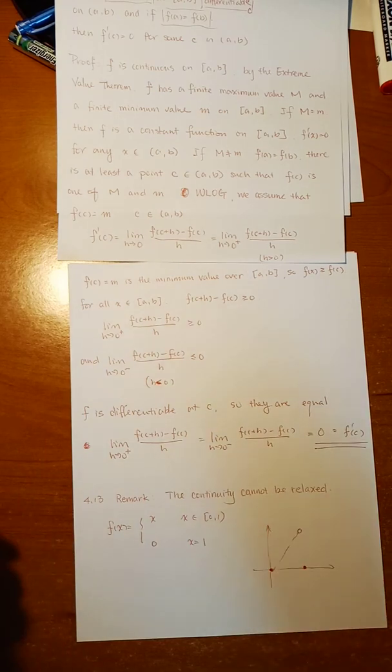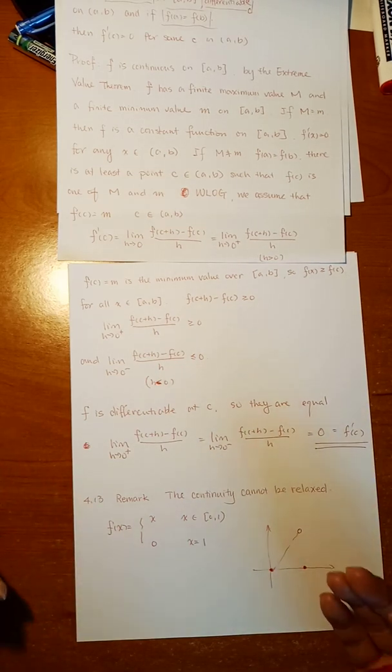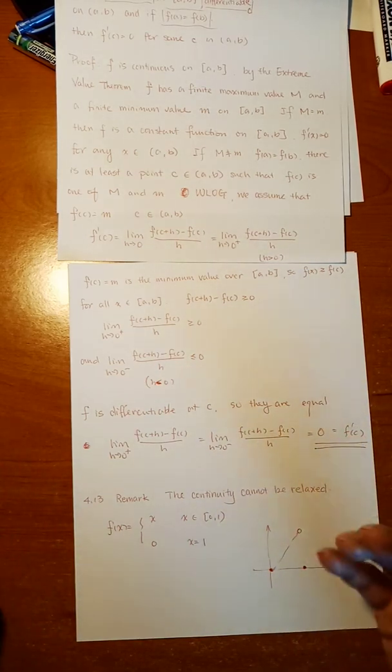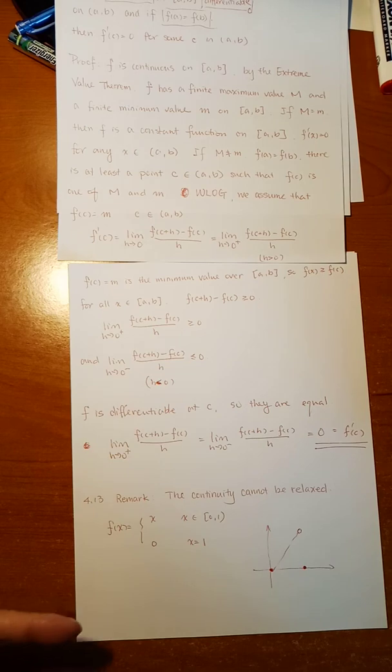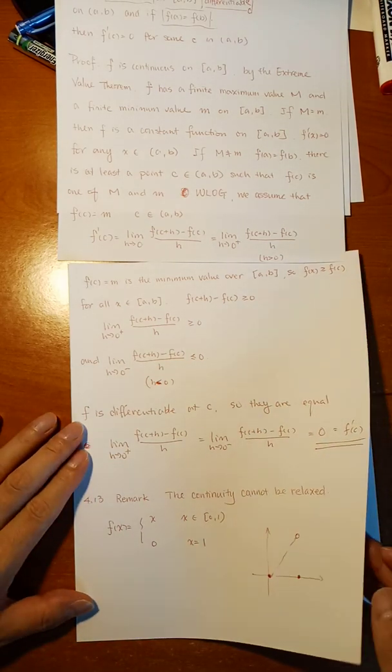There's no point c such that f prime of c is equal to 0. Right? So that's because it's not continuous. You don't even have the extreme value. You do not have a maximum value. You have a supremum, but you don't have a maximum value. Okay, so continuity cannot be relaxed.